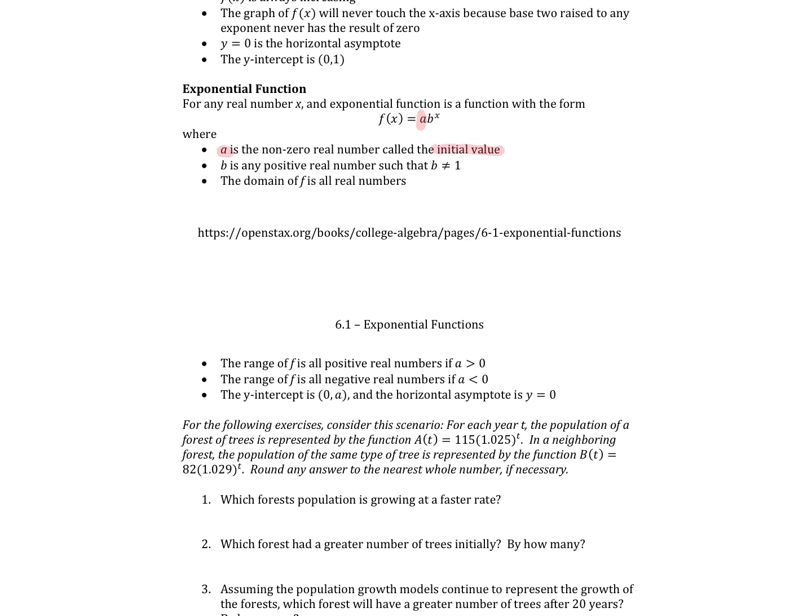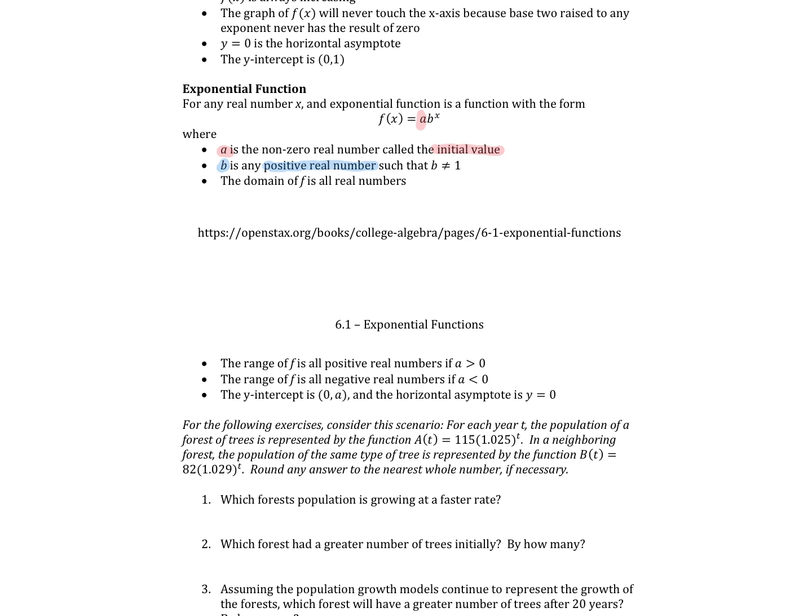So when it's in this form, a is the initial value, and b is any positive real number such that b is not equal to 1. If b is equal to 1, then it's not an exponential function because 1 to any power is always 1. But b is a positive real number. So it's not 0, it's not negative, and it's not 1. But any other positive real number is okay for b. More bullet points below here.